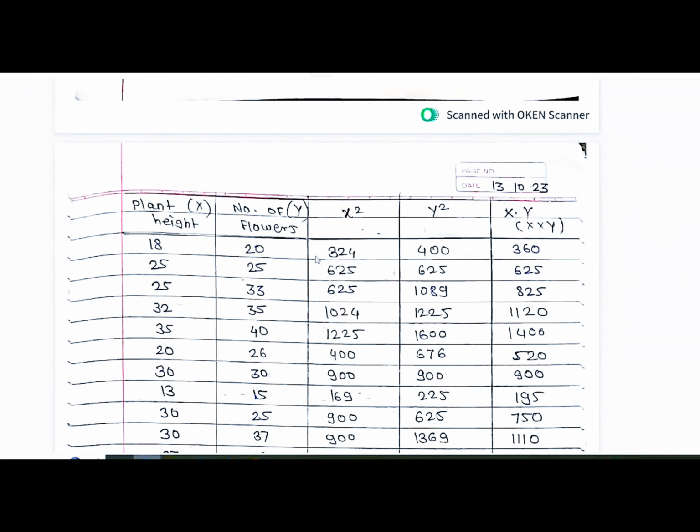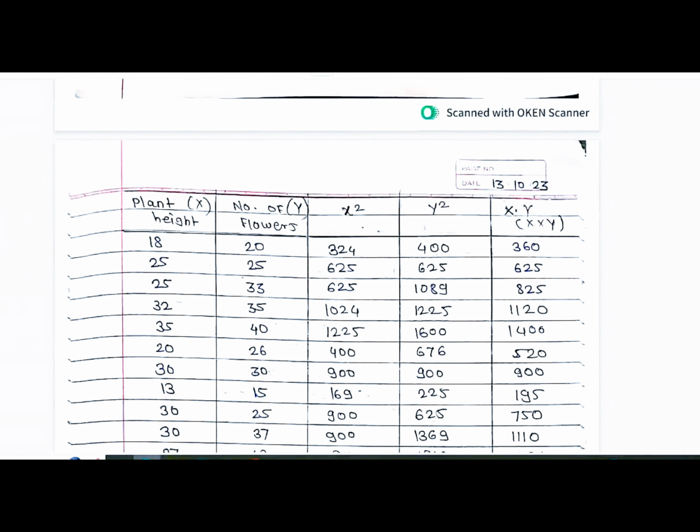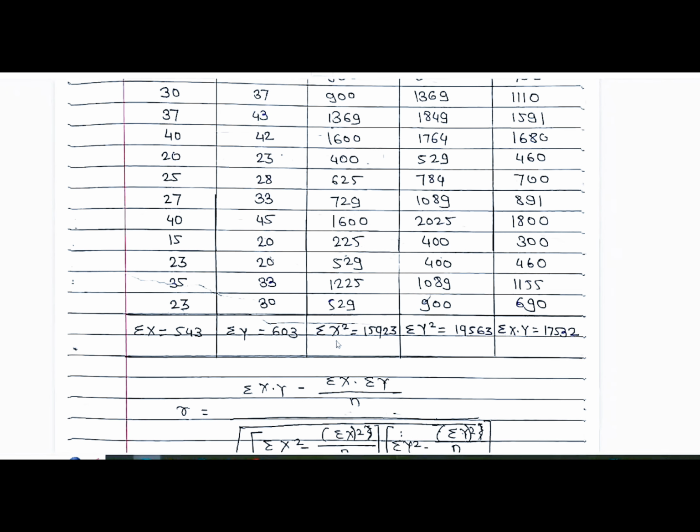So 18 square is 324, 25 square is 625, 25 square is 625, 32 square is 1024, 35 square is 1225. Similarly, you have to add all the squares and then make addition. It is going to give you summation of x square, which is 15,923. And the last calculation will be summation of y square. Okay, you have to just make the square of all the y observations and then add them. It is going to give you summation of y square, 19,563.